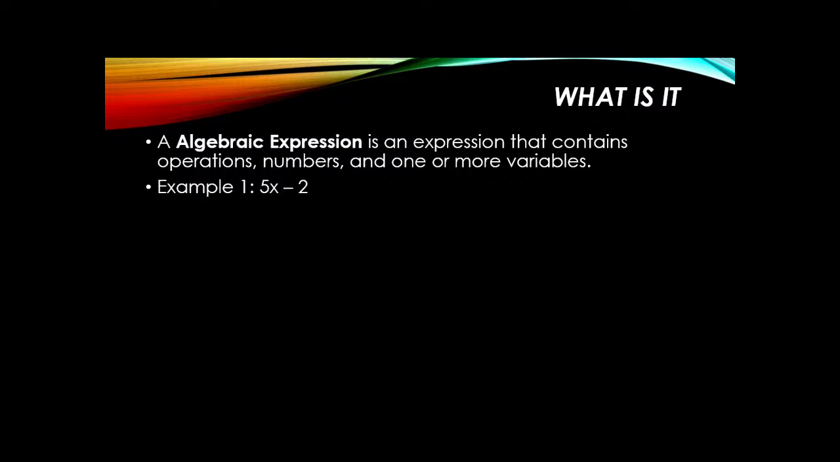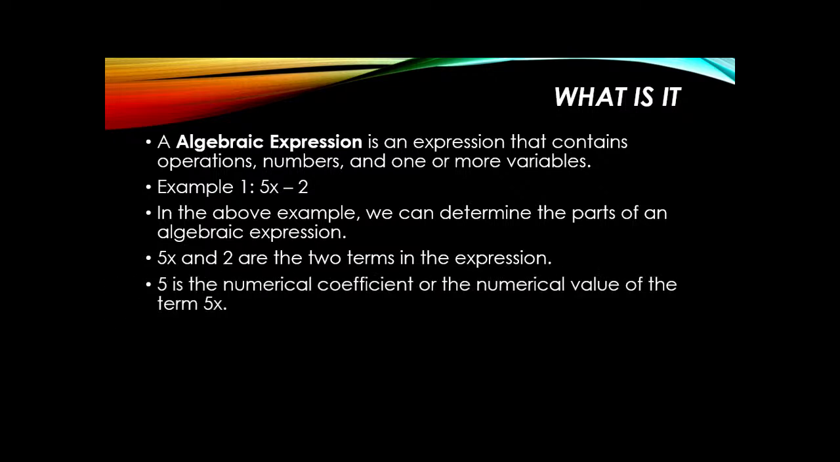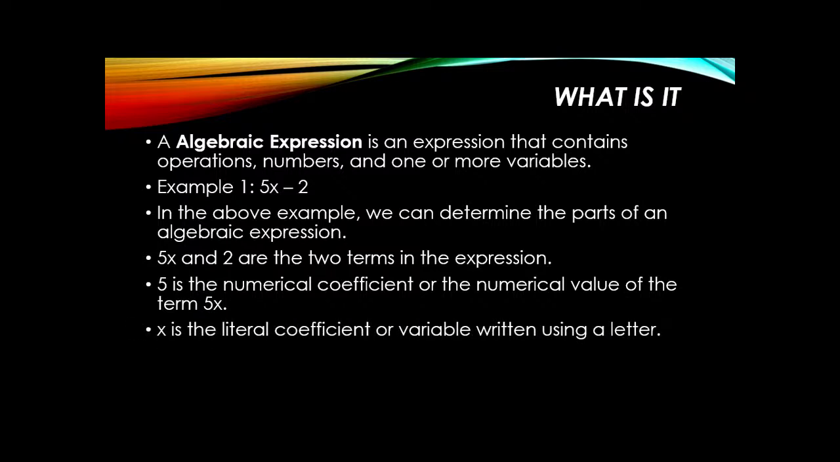Okay, example. Number 1. 5x minus 2. In the above example, we can determine the parts of an algebraic expression. 5x and 2 are the two terms in the expression. Then 5 is the numerical coefficient or the numerical value of the term 5x. X is the literal coefficient or variable written using a letter. And negative is the operation used.